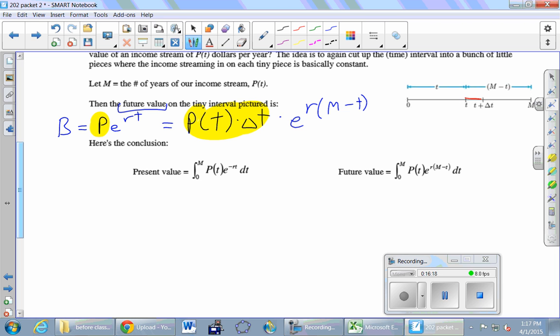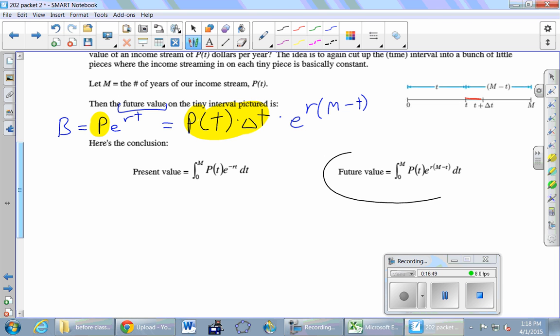And then we've got lots of other little tiny time intervals up here. To find the future value of the whole stream, what are we going to do with all of these little future values? We're just going to add them all up. Then we're going to make the time intervals smaller, equivalently more and more time intervals, and in the limit, what does it become? An integral. Right? Okay.